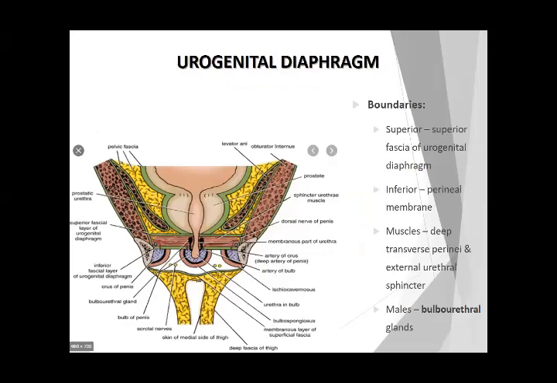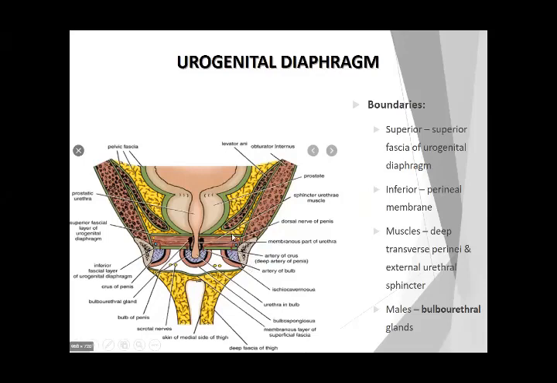Now one last thing before winding up is the urogenital diaphragm. अब इसमें बहुत controversy है. The children are very fond of telling me that the urogenital diaphragm now does not exist. I've consulted a few books and थोड़ा सा concept change definitely हुआ है, but the urogenital diaphragm does exist.